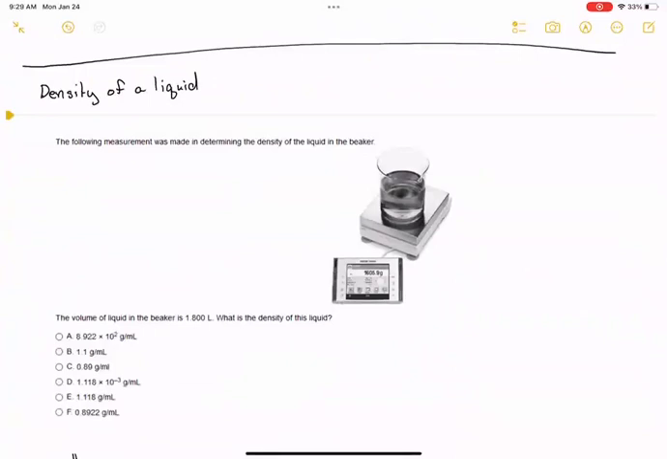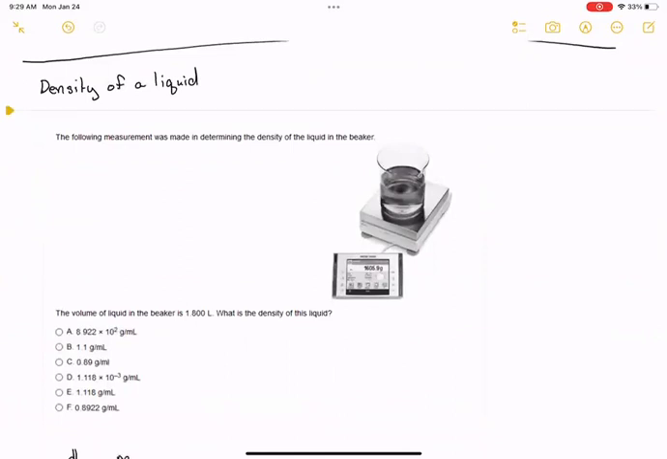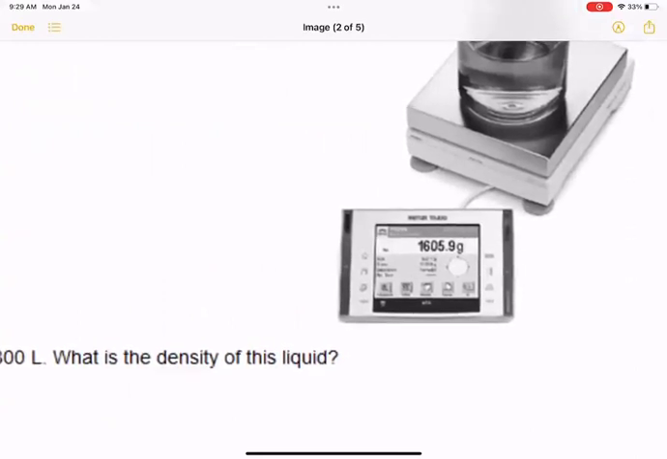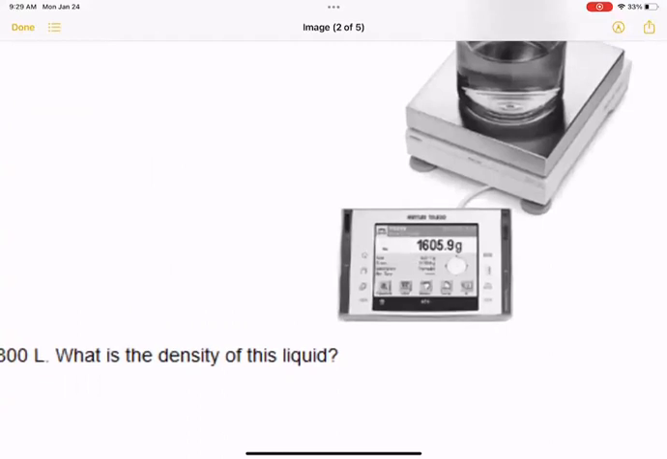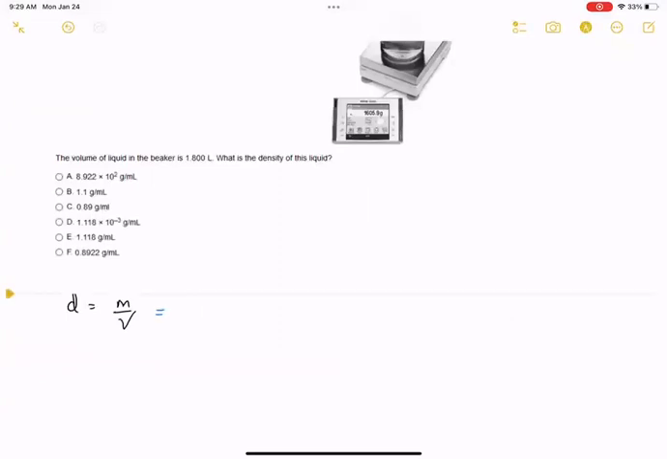So they basically took 1.8 liters of a liquid, and it had a mass of 1605.9 grams. So we know our mass, that is the 1605.9 grams.